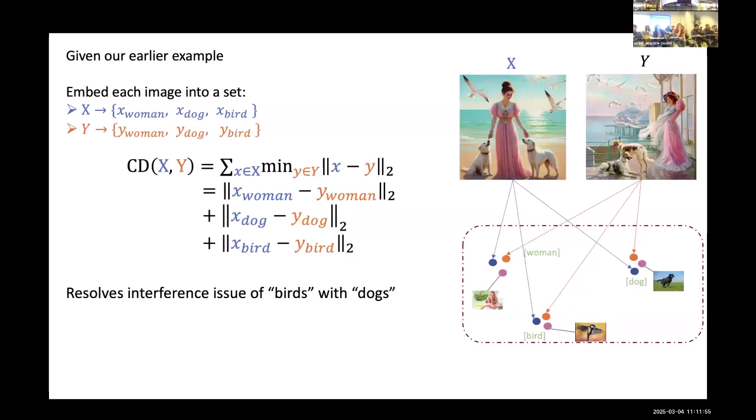Okay, so it's sort of obvious to see that this fixes our earlier problem. If we had these three embeddings for each of these three images, each one would find its nearest one. That would almost certainly be the one that's in the same conceptual category in space, and then you get no interference, and you just sum up the distance between each of these.